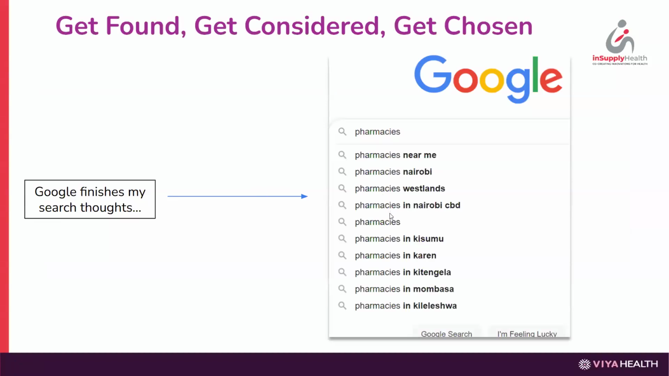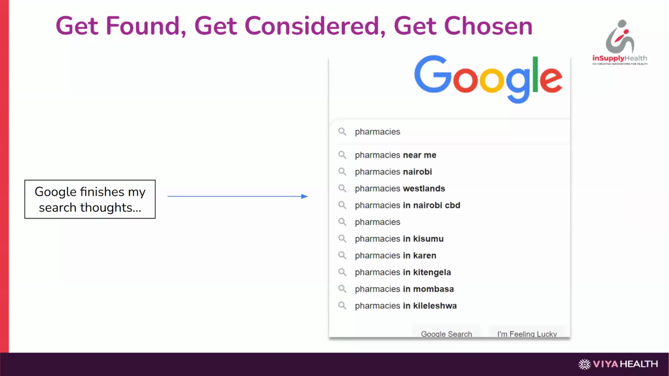So how does it work, and how are you going to be found? Most people will search the word pharmacy, and Google will try to finish what you are trying to search. I'm sure this is something that you have tried to do. The moment you type the first word that you want to focus on, it gives you finishing wording from the search results. And this is how it looks like.